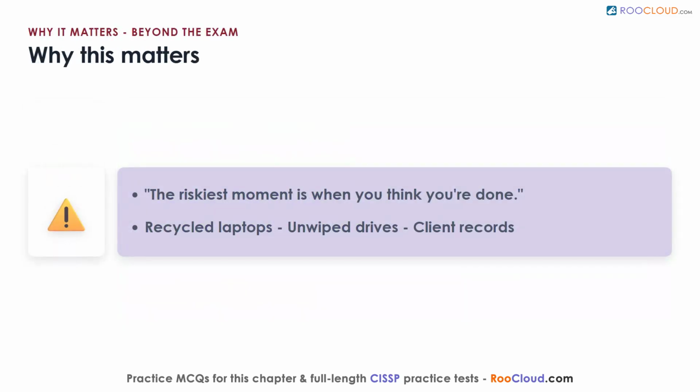Why does this matter beyond the exam? Because the riskiest moment for data is often when you think you are done with it. A drive you toss in the bin can hand your secrets straight to a stranger. Picture an accounting firm recycling old laptops without wiping them properly. Every client tax record could walk out the door. Knowing how to store and destroy data safely is what closes that gap.